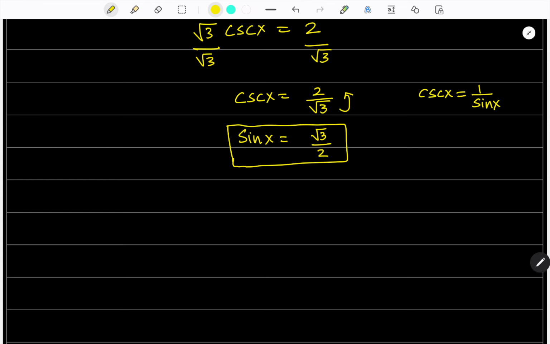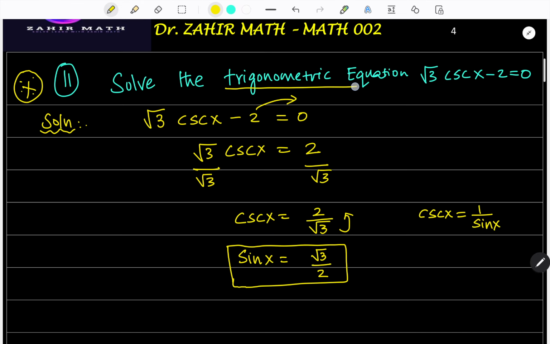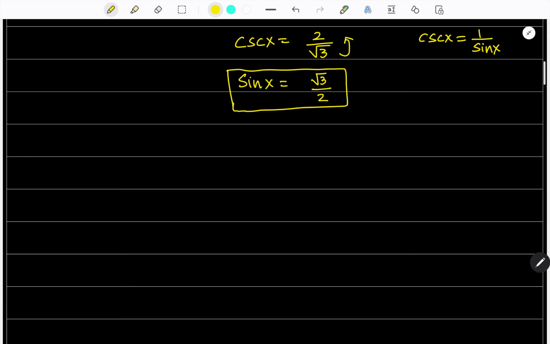What is our value? The question is solve the trigonometric equation. What do you mean by solve? This is the equation in x, so your job is to find the value of x. So you just take x equals, put in the calculator, sine inverse square root of 3 by 2. Calculator must be in radian mode, keep in your mind. For all the questions in solving trigonometric equations, keep your calculator in the radian mode.